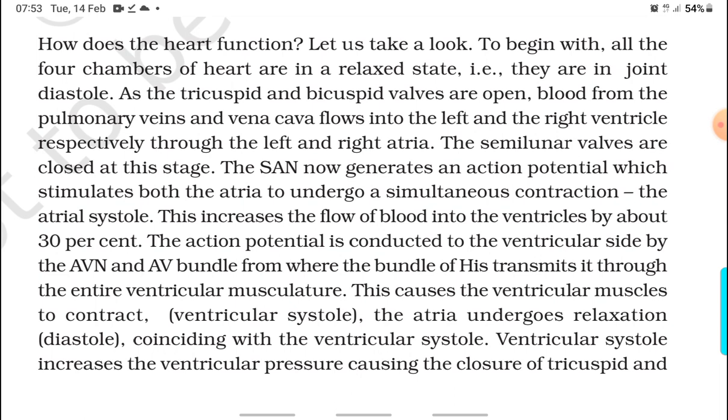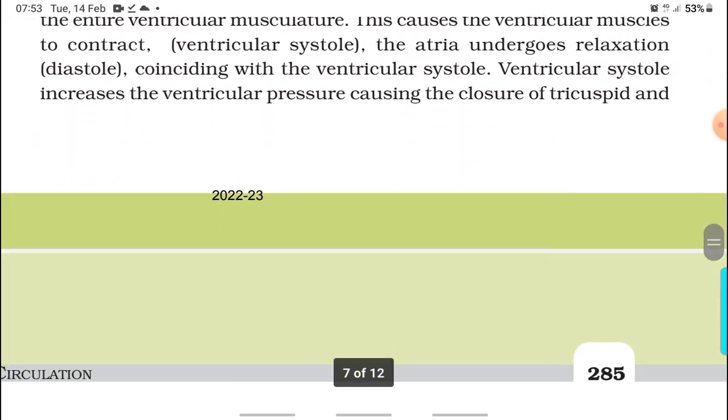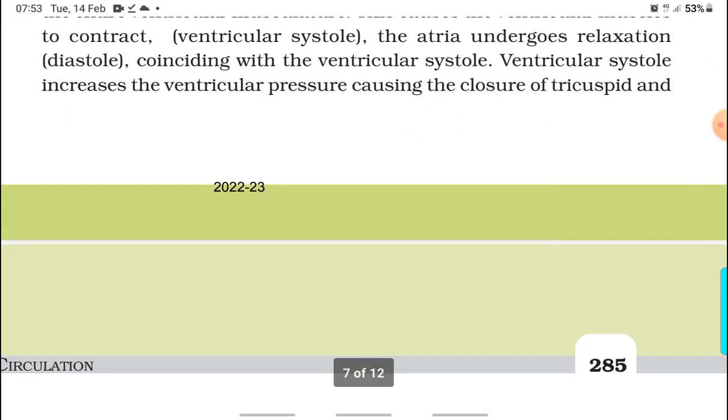The sinoatrial node now generates an action potential which stimulates both the atria to undergo a simultaneous contraction, the atrial systole. This increases the flow of blood into the ventricles by about 30%. The action potential is conducted to the ventricular side by the AV node and the AV bundle, from where the bundle of His transmits it through the entire ventricular musculature. This causes the ventricular muscles to contract, ventricular systole. The atria undergo relaxation or diastole coinciding with the ventricular systole.